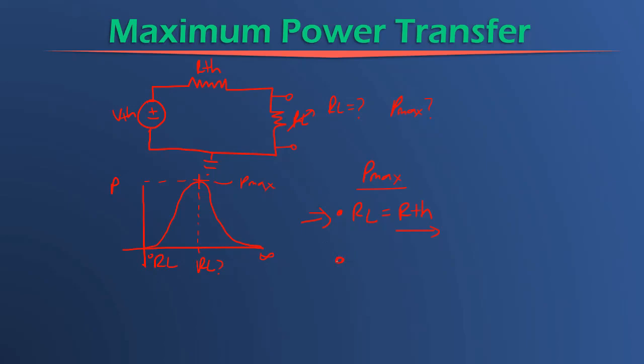Secondly, the actual value of your maximum power is given by the following equation: VTH squared over 4 RTH, VTH being your Thevenin equivalent voltage squared, over 4 times your Thevenin equivalent resistance. So it's clear in this equation that for you to determine the maximum power, you need to obtain the Thevenin equivalent voltage as well as the Thevenin equivalent resistance.